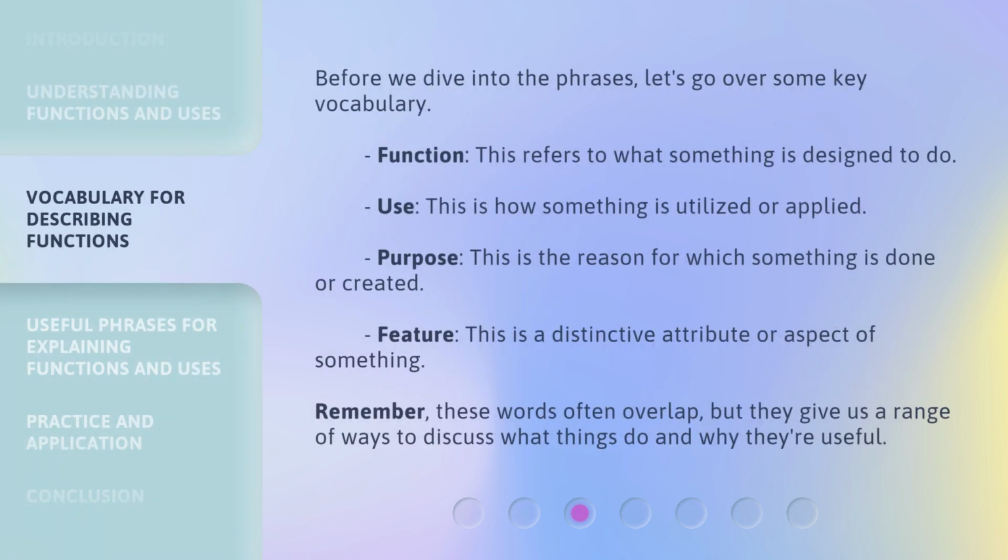Before we dive into the phrases, let's go over some key vocabulary. Function. This refers to what something is designed to do. Use. This is how something is utilized or applied. Purpose. This is the reason for which something is done or created. Feature. This is a distinctive attribute or aspect of something. Remember, these words often overlap, but they give us a range of ways to discuss what things do and why they're useful.